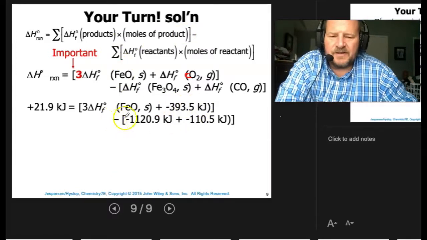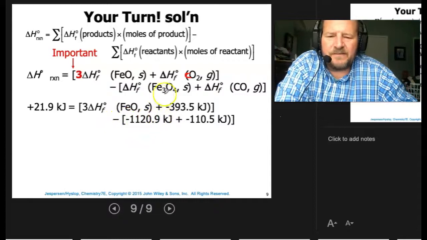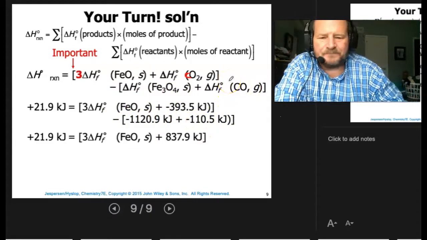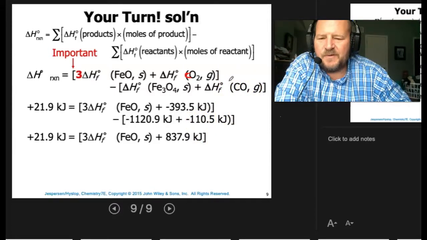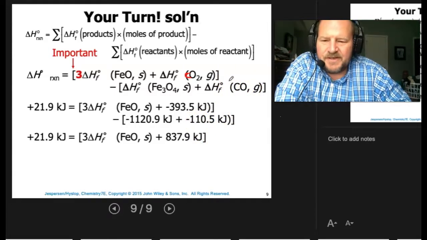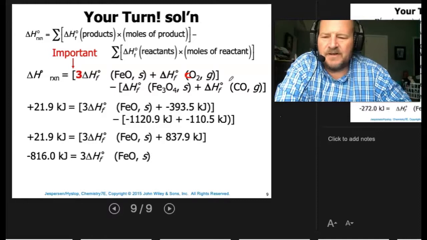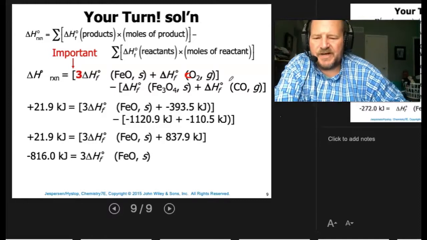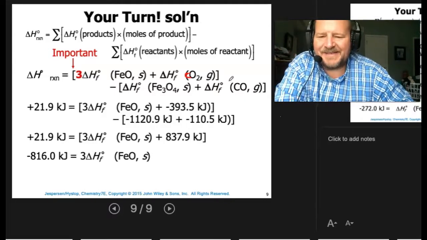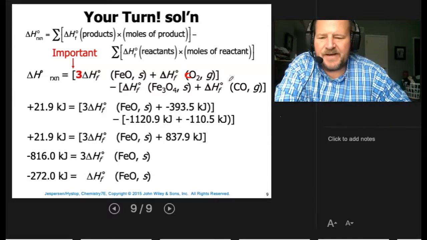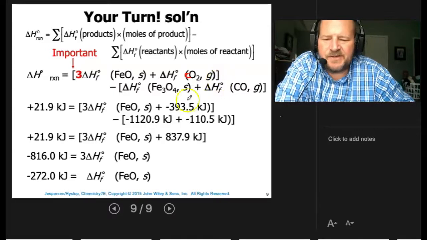All right, so negative 393.5. Now, we're going to subtract the 1120.9 from the Fe3O4, and then we're going to add the negative 110 from the CO. That means we get plus 21.9 for the reaction is going to be equal to 3 times the delta H of F for the FeO plus 837.9. Of course, subtract 837.9, that gives us negative 816, which is equal to the 3, and then we're going to divide through by that 3, and that gives us negative 272 kilojoules per mole for the FeO.